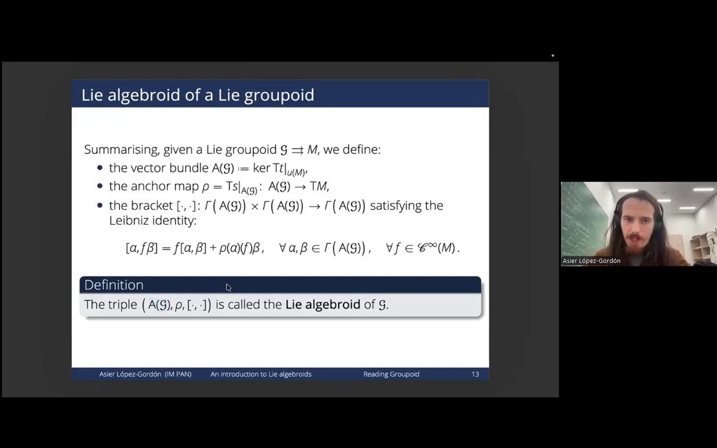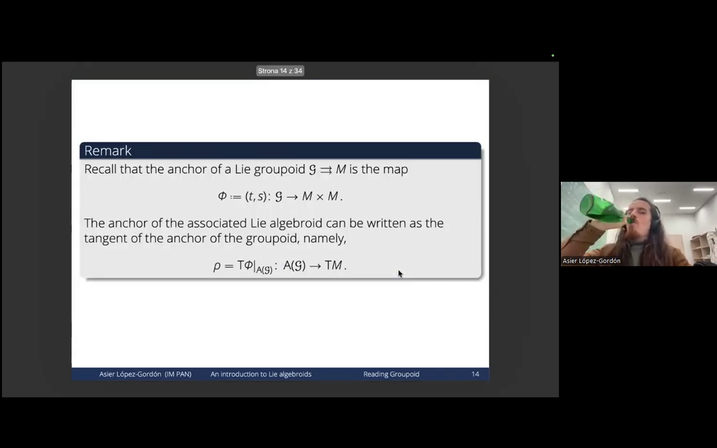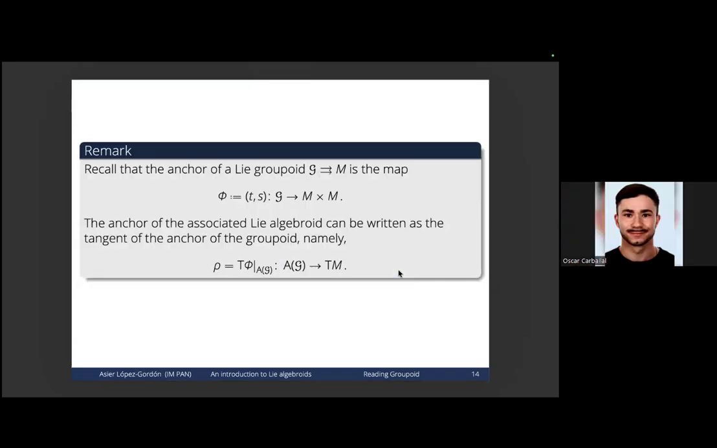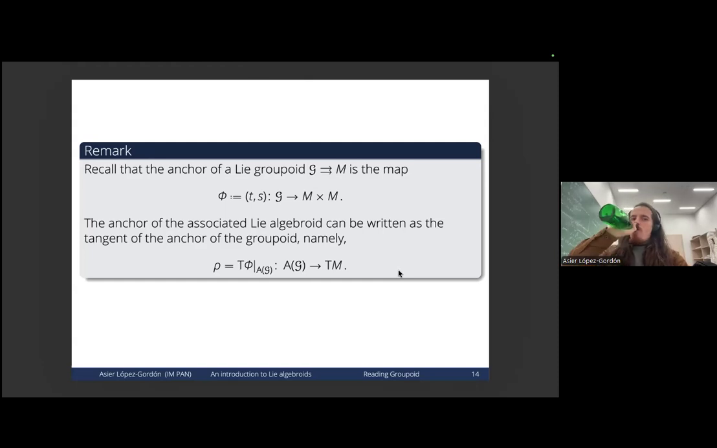If we want to emphasize all the elements, of course, we could explicitly say what is the projection of the vector bundle and so on. Any doubts so far? Everything is pretty clear. Okay, thank you.